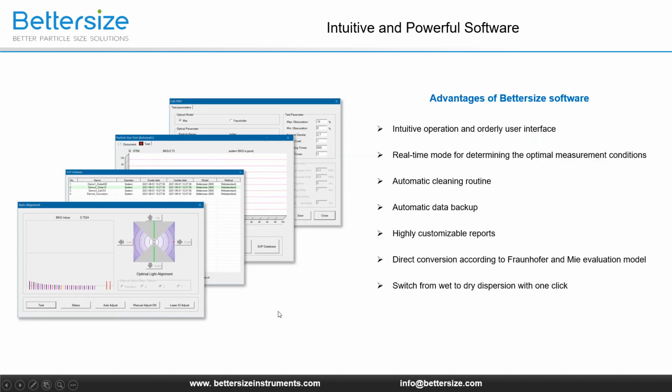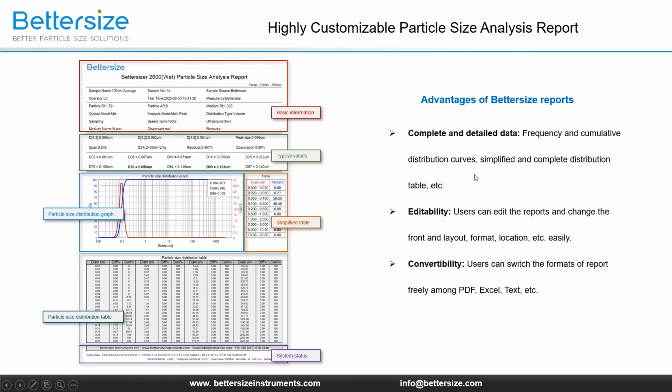The Betasizer 2600 comes with a specialized software. This software enables intuitive operation with an orderly user interface. It has real-time mode for determining the optimal measurement conditions, automatic cleaning routine, automatic data backup, and highly customizable reports. The Betasizer software can export the particle size analysis reports conveniently in various formats such as PDF, Excel, text, etc. The reports provide comprehensive data and are highly editable and convertible.